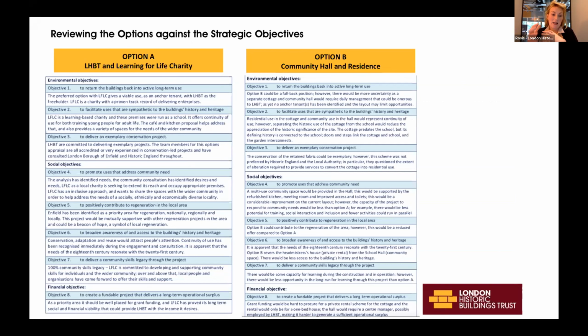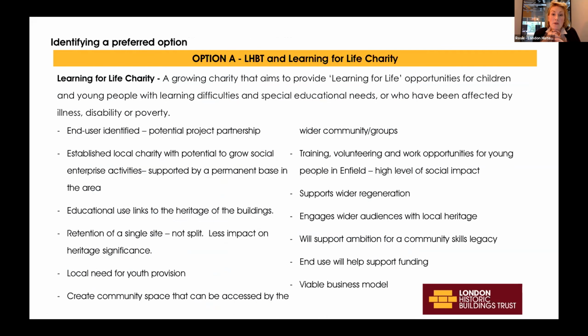And in assessing these, we discussed them with key stakeholders, with potential partners, to understand their input and thoughts, particularly the consultees. So Nicola sent the information to Historic England and Enfield Council to get their feedback. And then what the project team did was assess each option against our strategic project objectives. And this is where those objectives are so key to identifying your vision for your project. Through this process, which was lengthy and complex in its own right, we identified our preferred option, and that was a partnership between our Trust and Learning for Life charity.